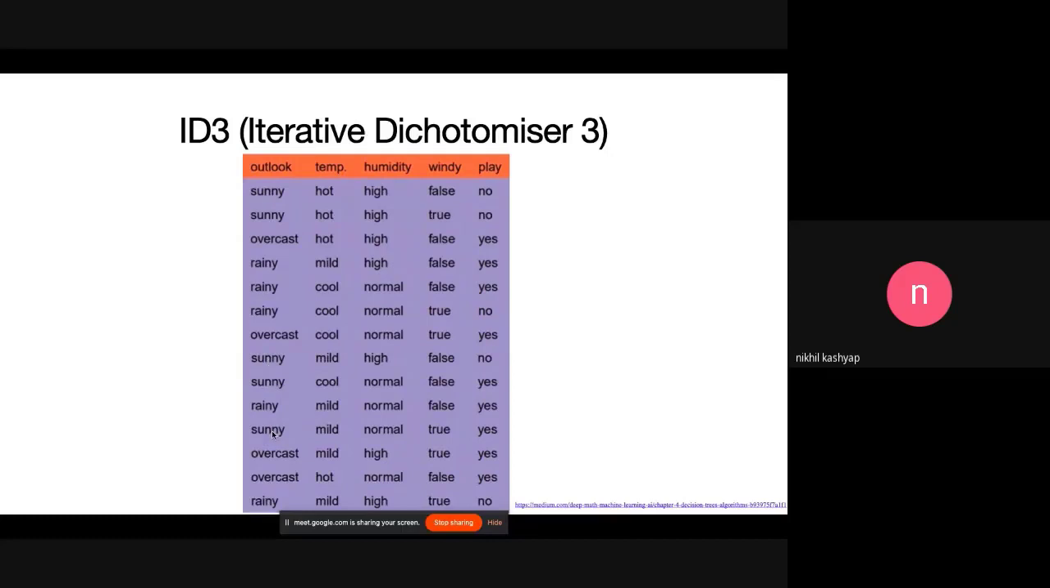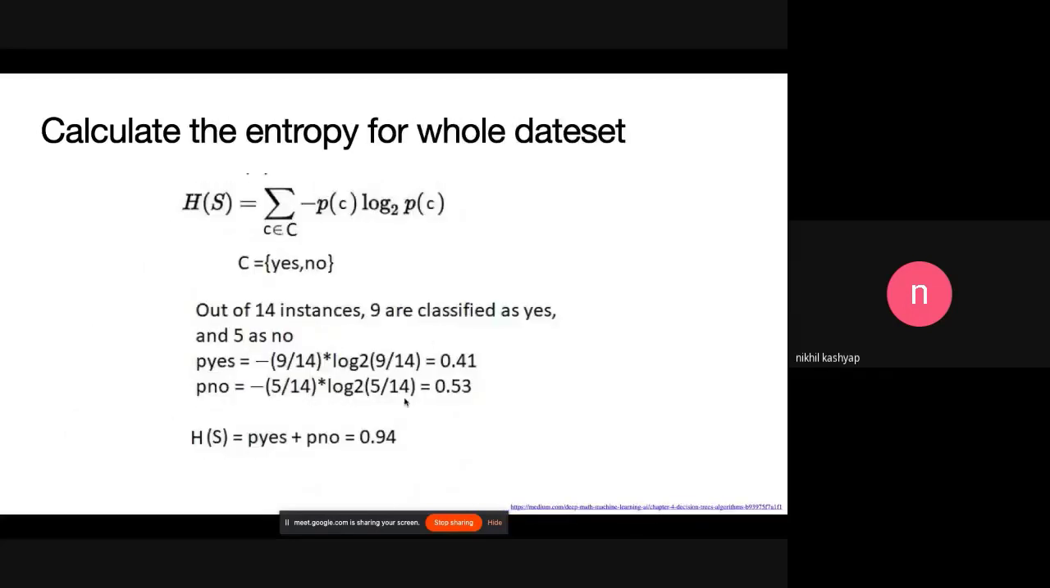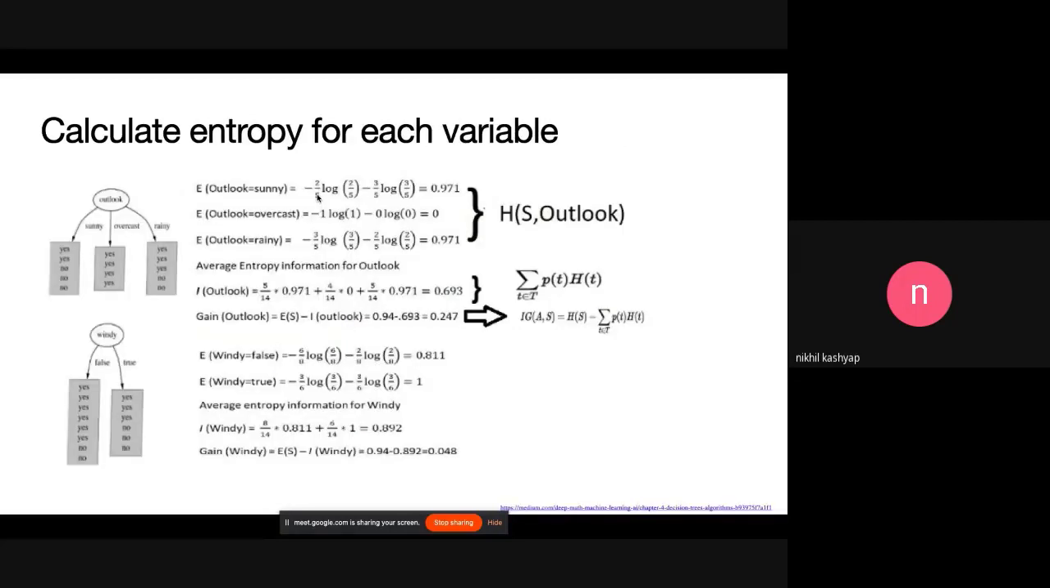There are 5 sunny variables here, and out of which this is no, this is no, this is no, this is yes, and this is yes. There are 5 sunny instances in the outlook, and out of which 3 are no and 2 are yes. All right. So that's what we are doing here. We're just plugging in the values, the same thing that I showed before.